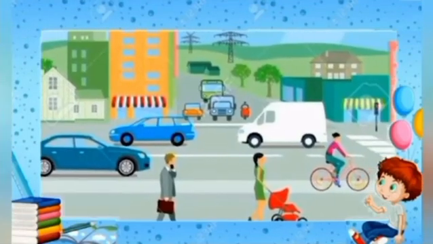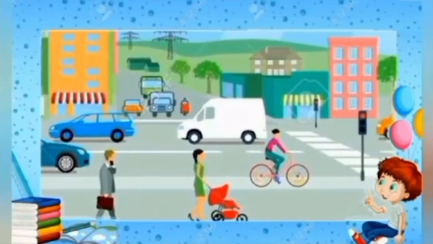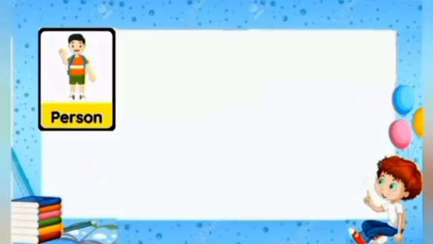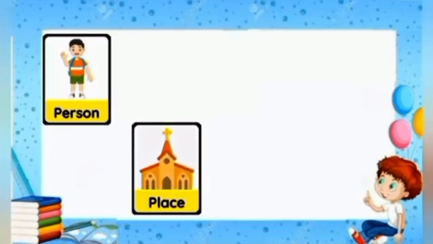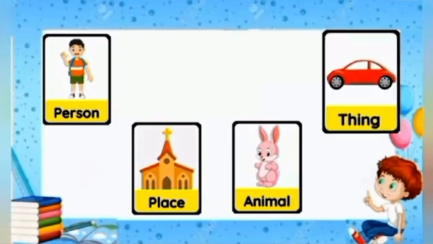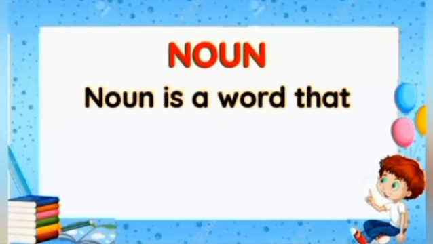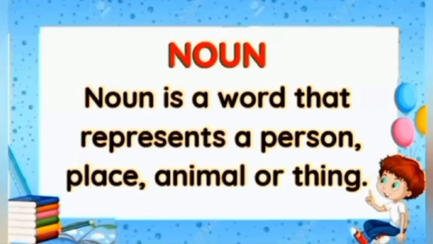Today we are learning about nouns. Everything that we see around us has a name, be it a person, place, animal, or thing. All these naming words are called nouns. A noun is a word that represents a person, place, animal, or a thing.